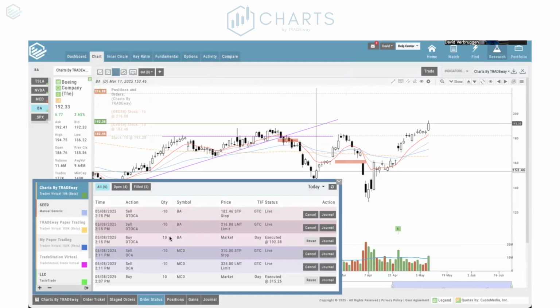And boom, here we go. Here's Boeing. It executed, bought 10 shares at $192.38. And I've got my live orders in there as well.